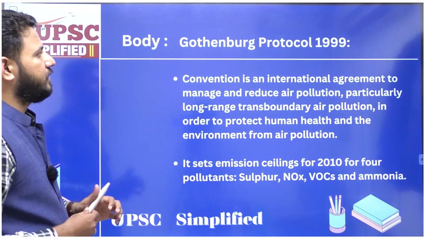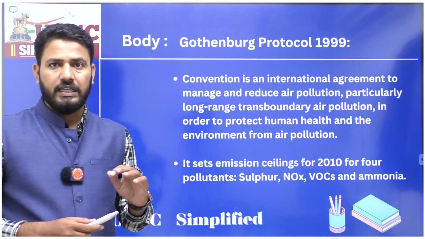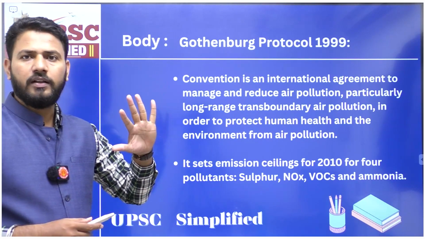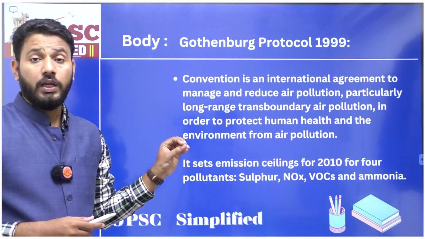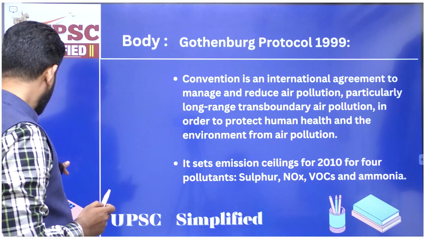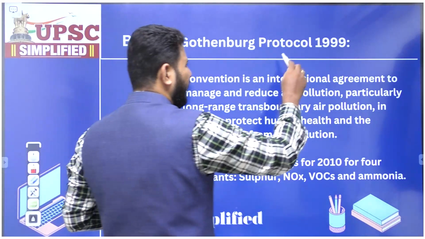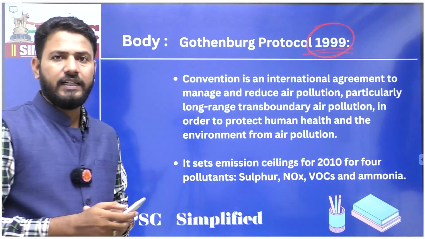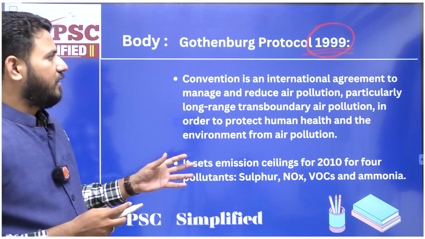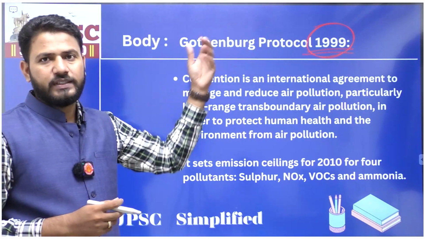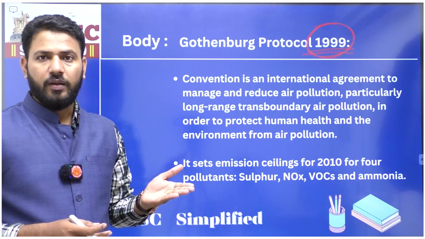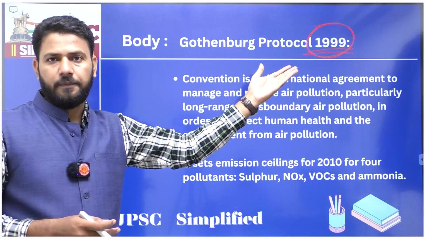Then the next is the Gothenburg Protocol 1999. Now you should again understand that you cannot write more than 30 to 40 words about this protocol. What students do is, the exam has already given us that it is a protocol that was signed in 1999. So most students start writing again, Gothenburg Protocol, which was signed in 1999. Now what's the point? You're wasting your words, because that is already mentioned in the question.